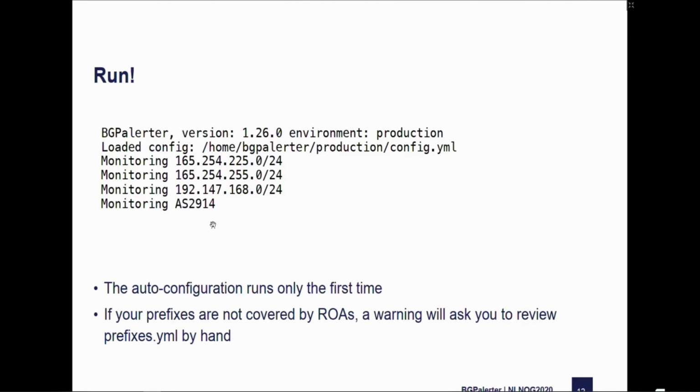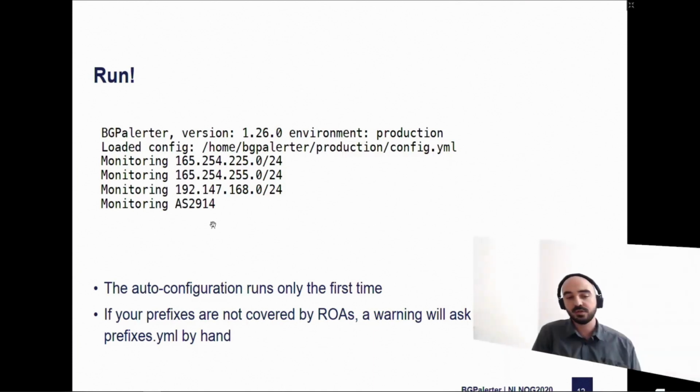BGP Alerter doesn't require... in particular, RIPE-RIS, which is also an amazing project. The monitoring is done in the application itself, so there is no NTT server involved in the monitoring whatsoever. You download the application and you get the data from RIPE, and the processing is done where you install the application. So if you kill this process now and run it again, it will just say monitoring blah, blah, blah, because the configuration is already saved. The first time only it's going to ask you questions.